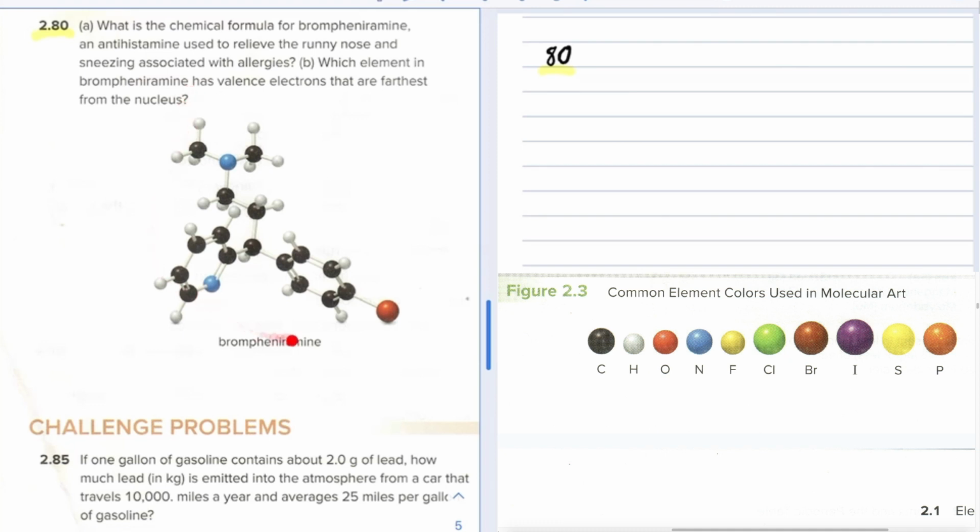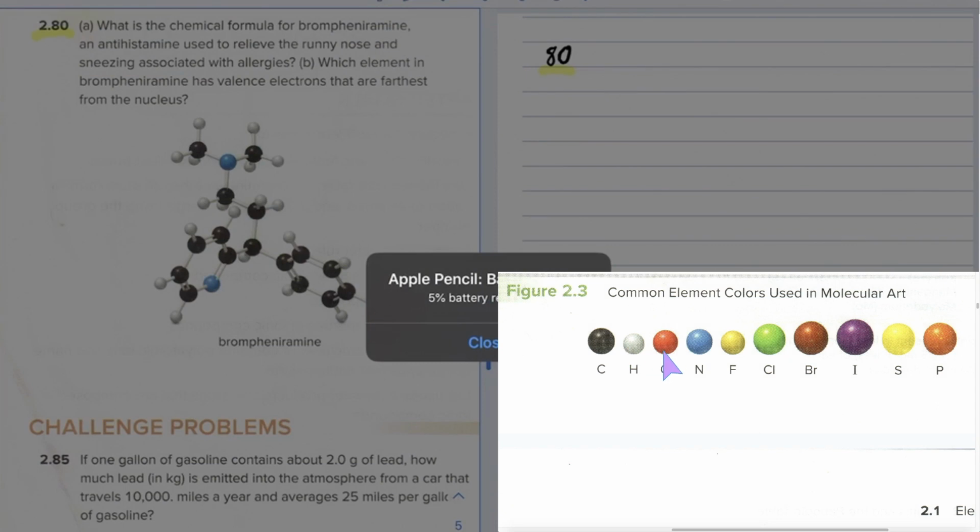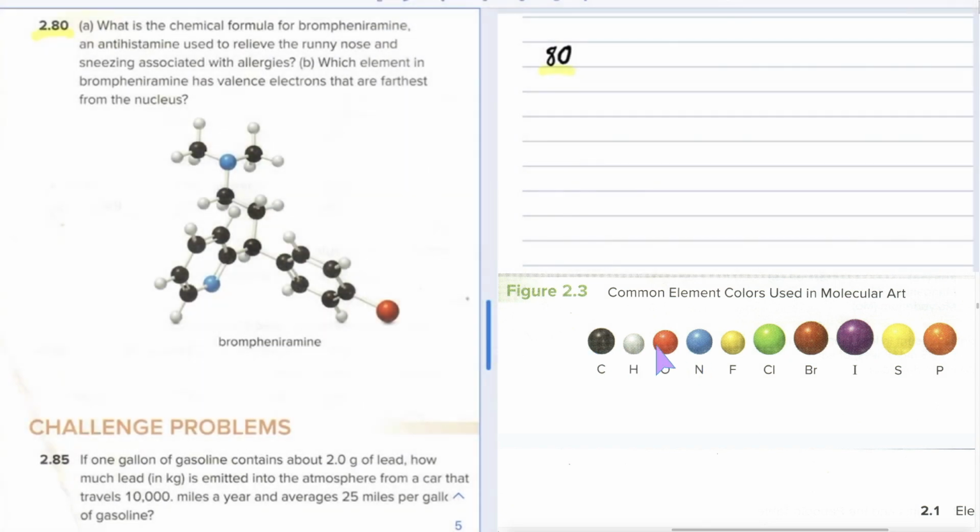So looking at this, I see 4 different color atoms, and these are the big 4: carbon, hydrogen, oxygen, nitrogen. You should have these colors memorized when looking at molecular art in this textbook. So there's lots of carbons and hydrogens in here. You got 1 oxygen and 2 nitrogens. So the chemical formula we can write down pretty easily.